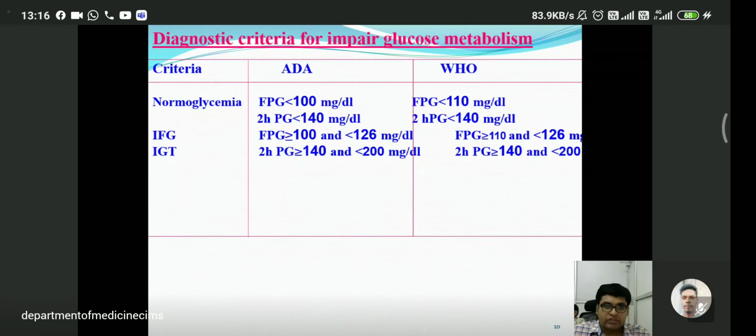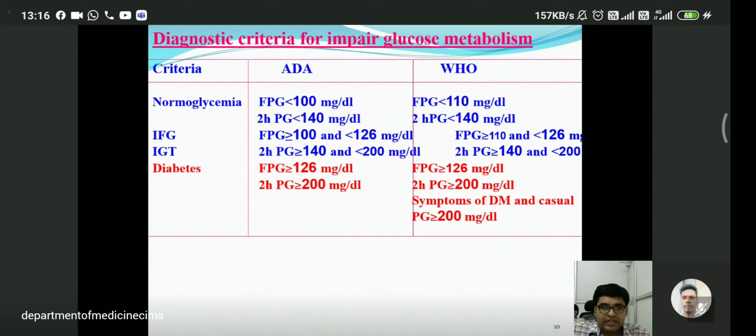Now we will come to the diagnosis of diabetes. As per ADA and as per the WHO classification, fasting plasma glucose of more than or equal to 126 is diabetes, or postprandial more than 200 is diabetes, as per both classifications. And another criterion, not mentioned here, is an HbA1c level of more than 6.5. Any one of these three can be labeled as diabetes mellitus.